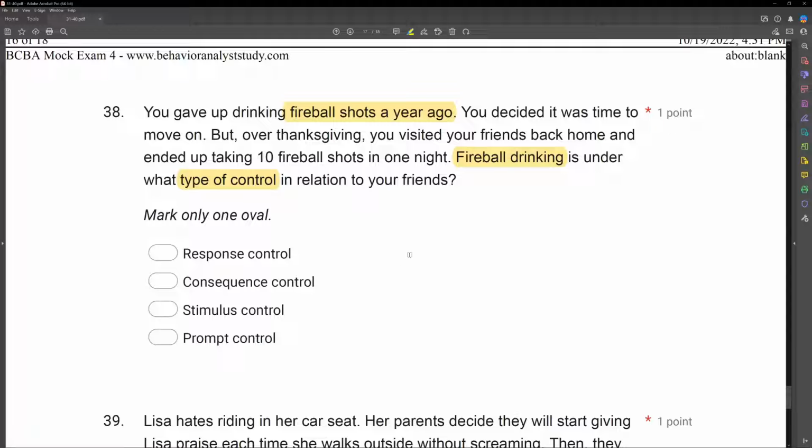It's not response control, right? Because it's not under the control of responses, okay? Your friends are stimuli in the environment, okay? Remember that. It's not under consequence control, okay? There's no contingency here. Again, your friends are antecedent stimuli. You're around your friends. They might say, let's drink Fireball. And then all of a sudden, you're 10 Fireballs in, right? Your Fireball drinking is under stimulus control, okay?